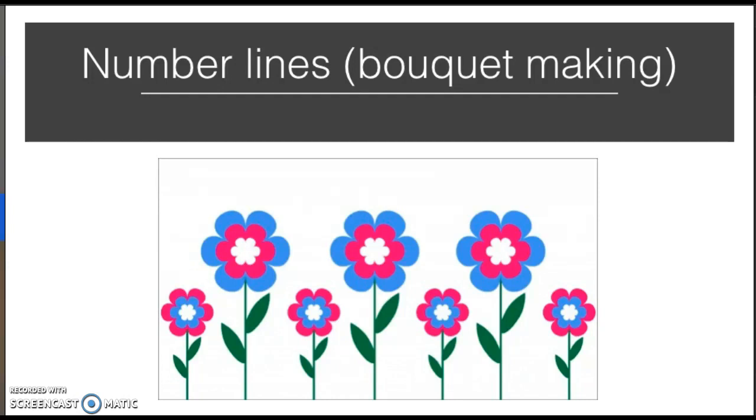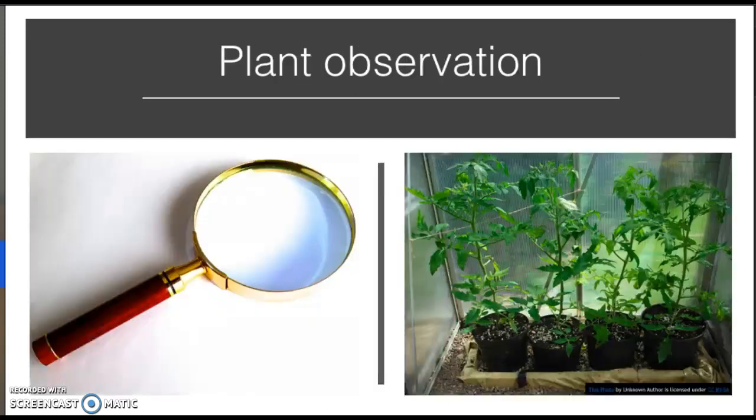Another activity that we would do is a large group counting activity. We would do a number line or bouquet making. This would be where I put a bunch of numbers on flowers, and the students make little mini bouquets, and then they would count how many they have based on the numbers. So say you have flowers that are labeled 1, 2, 3, and 4, they would count that and say, I have 4 flowers in my bouquet.